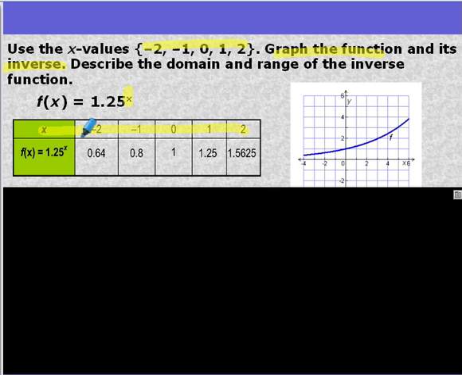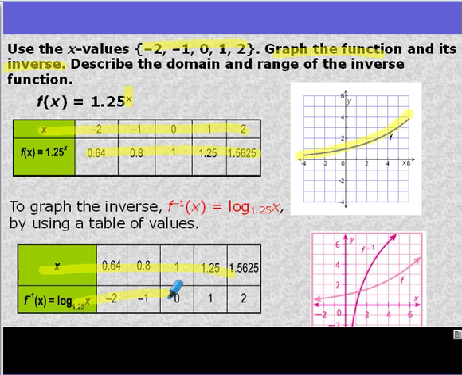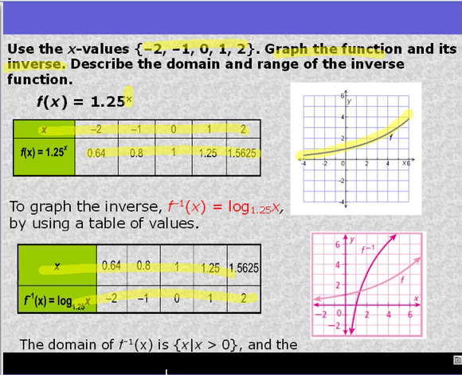And you can see here, we don't have to describe domain and range for the original, just for the inverse. So for the inverse, we don't even need to use the log function. We're just going to switch our x and y values. So here we have our x and y values switched. When we graph it, we've got this now. So if we look at the domain, you can see that x again is going to be greater than 0. It's never going to go negative. Y is going to go infinitely in both directions, so the range is going to be all real numbers.